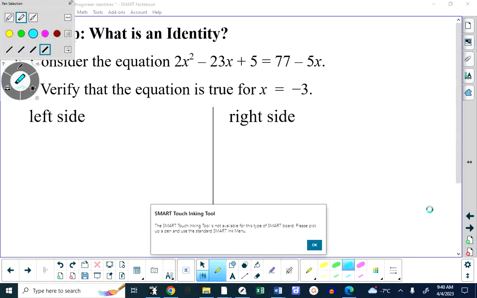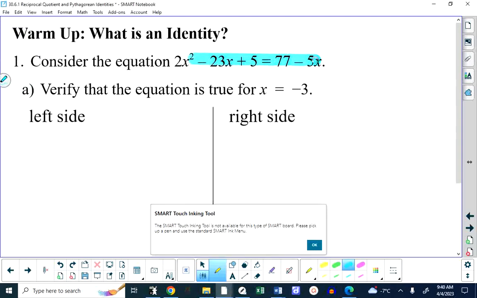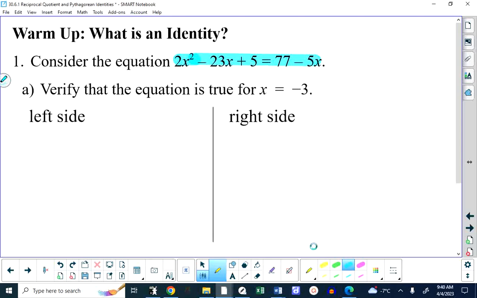This thing that I'm going to highlight is an equation, and you can tell it's an equation because it has an equal sign in it. It says this equals that. It's a statement of fact. Verify that the equation is true for x equals -3. And I want you to notice that what we've got here when we do our work in this is we don't have the equal sign anymore. We're looking at left side, we're looking at right side separately. We're trying to determine if they're equal.